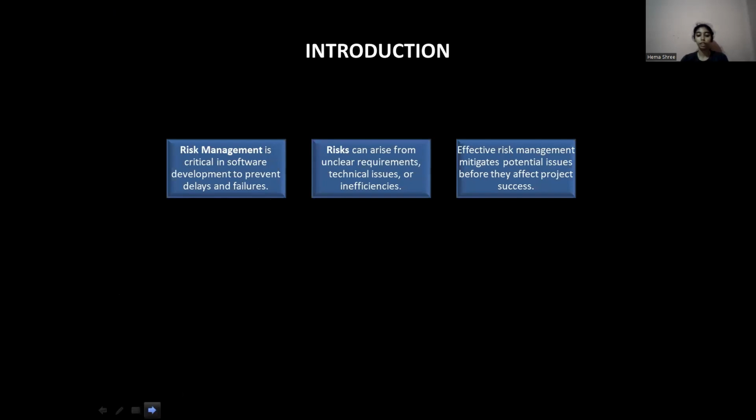Introduction. Risk management is one of the most critical components of software development. Aiming to reduce the probability of project failure, this can arise from various factors such as unclear requirements, technical issues, or process inefficiencies. Without proper management, these risks can lead to delay, increased cost, and reduced quality. Software risk management is the practice of assessing, controlling, and mitigating risks to prevent adverse effects on project timelines, budgets, or quality. By addressing risk early in the development lifecycle, teams can better anticipate problems and develop strategies to mitigate their impact before they become unmanageable.